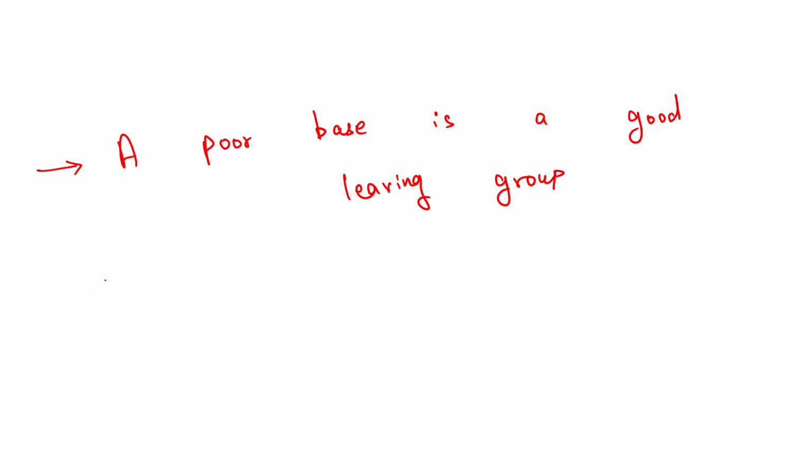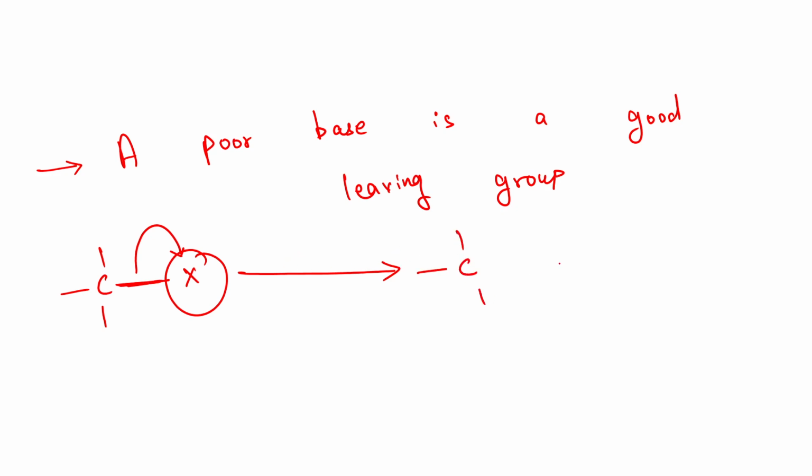So for example, carbon is bonded to X. Now suppose there is heterolytic cleavage. This X is electronegative compared to the carbon, so the electrons will shift onto X and X will depart. This X will be departing, it will go away. Now this X is having a negative charge. So here this X is acting as a leaving group.